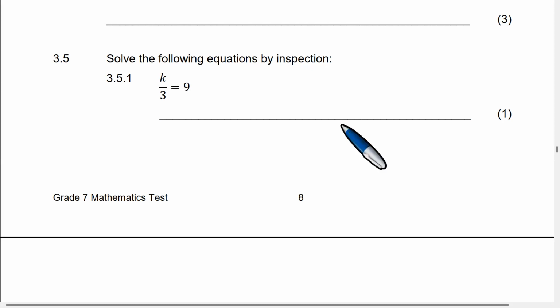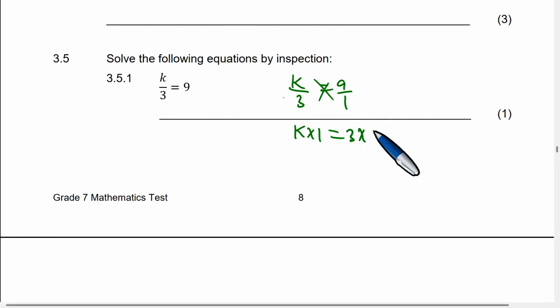Okay, to solve this equation, a couple of things remain important. K over 3 equals 9 over 1. So you cross multiply these. So it is going to be K times 1. Then it's going to become 3 by 9. So the 3 goes with the 9, the K by 1. What is 3 by 9? 27, right?